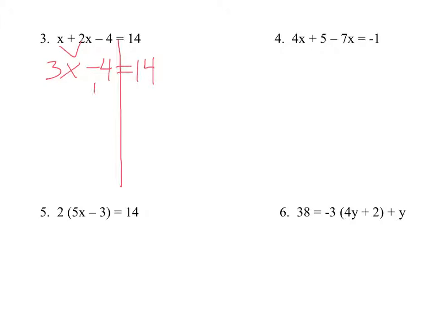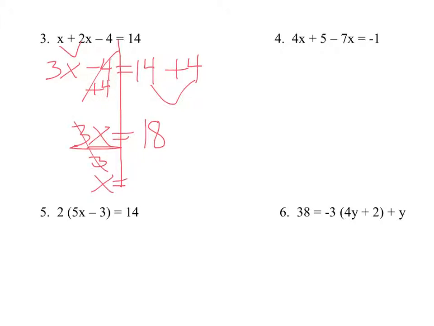So next thing, I'm going to add 4 to cancel that out. Add 4 here. So we have 3x equals 14 plus 4 is 18. And then since it's 3 times x, I'm going to do the opposite, divide by 3. So I get x by itself. Then 18 divided by 3 is 6. So that one we had 3 steps to do. Okay, and that was our answer, x equals 6.